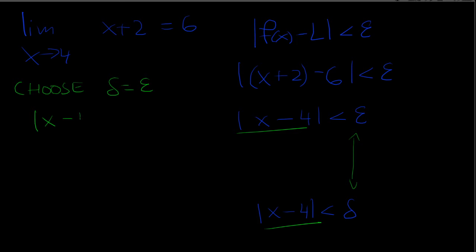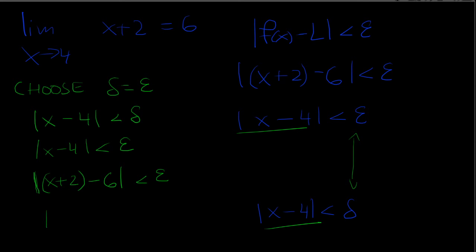So I'm going to start my proof now. I'm going to say the absolute value of x minus 4 is less than delta. And now delta we said is epsilon. And I can rewrite x minus 4 as absolute value x plus 2 minus 6 less than epsilon. And now we've shown that the absolute value of f of x minus my limit is less than epsilon. And the proof is complete.